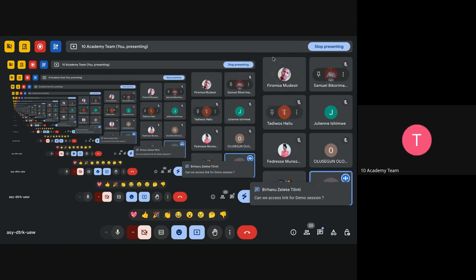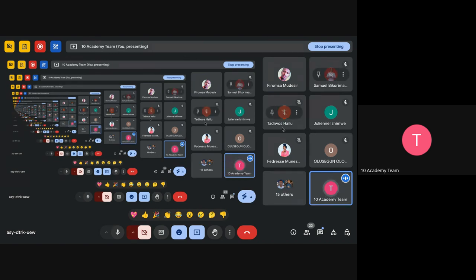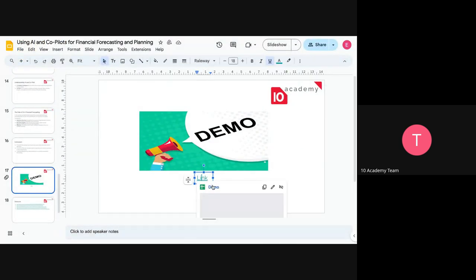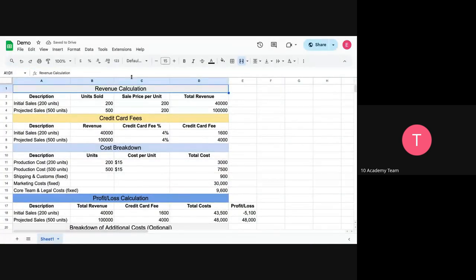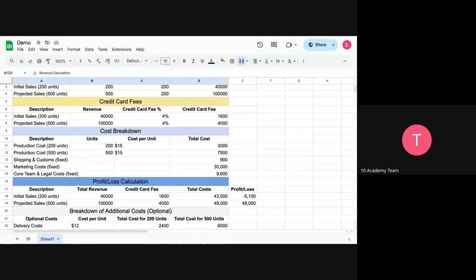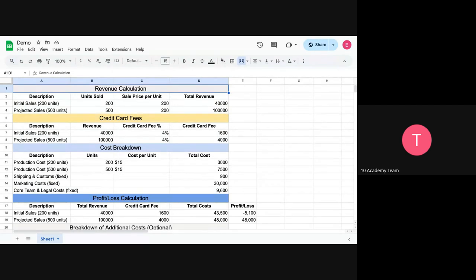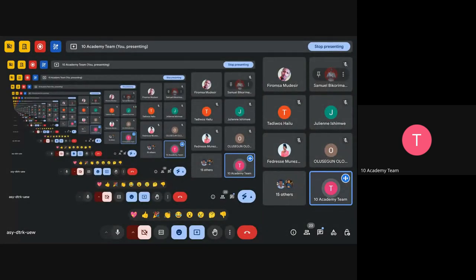Okay, I will share the slide so you will be able to access the link for the G Sheet. I'm going to be working with the G Sheet for the demo. So let's continue to that. I hope you're able to see my screen. This is just an overview of all the financial inputs that were discussed in the session. We have discussed revenue, sale price per unit, credit card fee, and a lot of them. Do we have any questions?